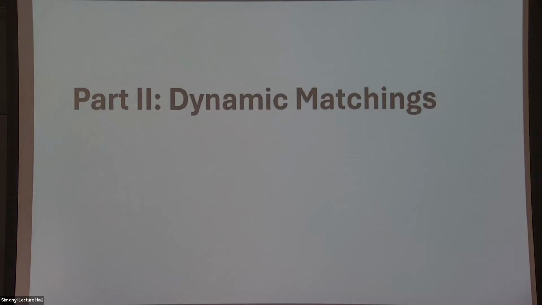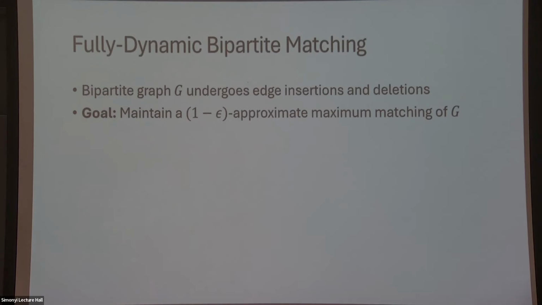Cool. So now that that's settled, I'm going to talk about the dynamic matching problem. In the dynamic matching problem, you have a bipartite graph G. In this case, we are going to allow it to undergo both edge insertions and deletions, interleaved. And the question is, can you maintain a 1 minus epsilon approximate maximum matching in the graph with some runtime?